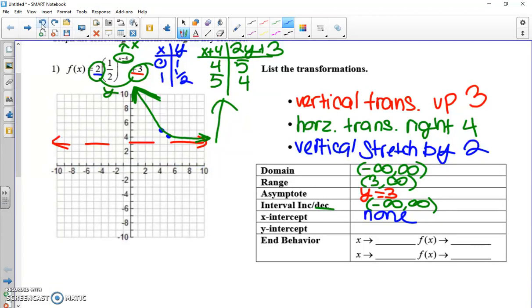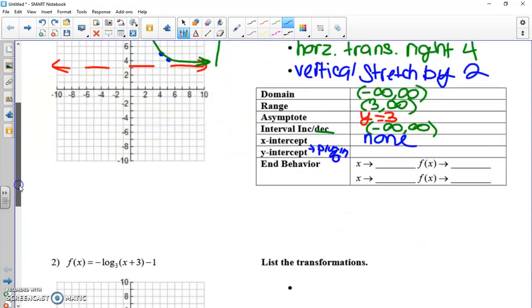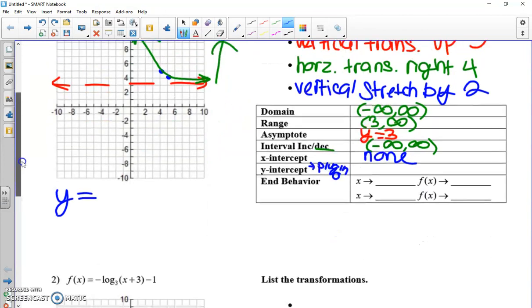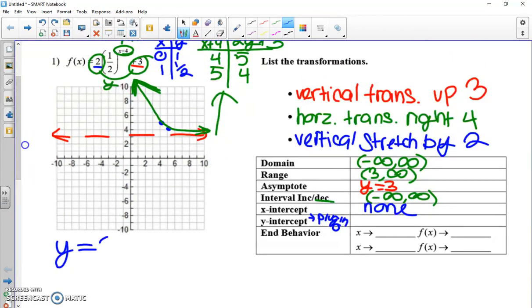But it will eventually cross the y-axis, and we don't want to just guess because we have no idea really. So the way we have to solve for the y-intercept is we plug in a 0, okay? So let's plug in a 0 for my x, because that's going to solve for y. So I'd have y equals 2 times 1/2 to the 0 minus 4, because 0 minus 4 is just -4, and then plus 3.